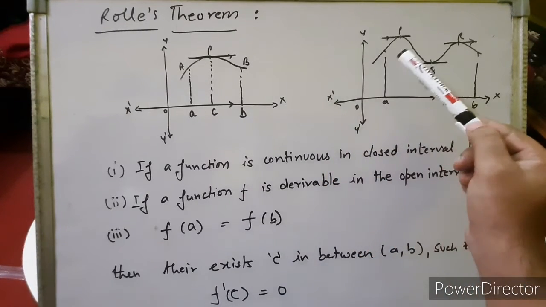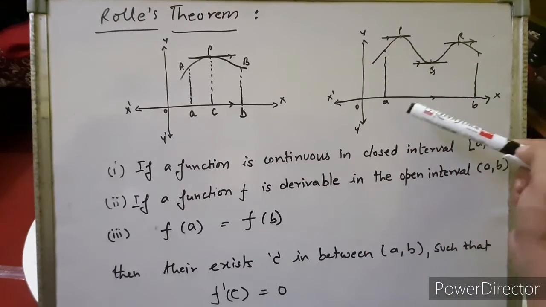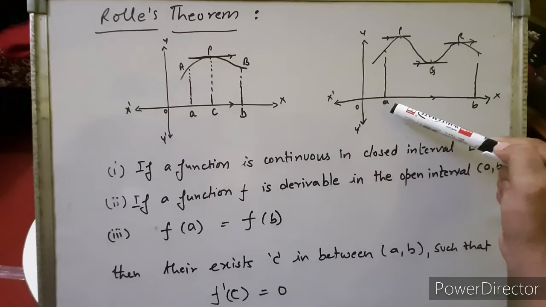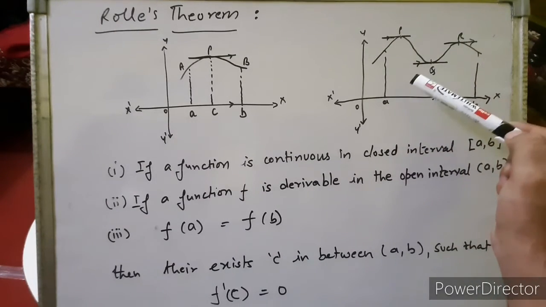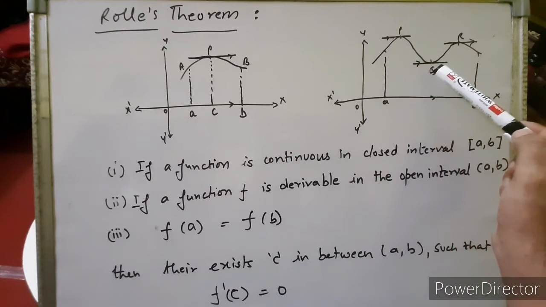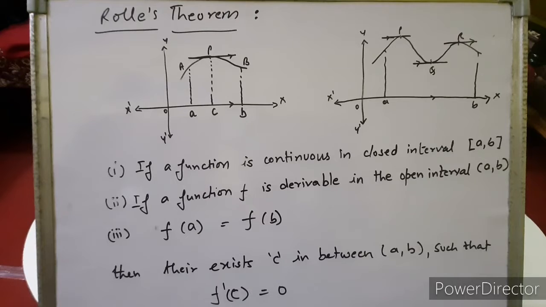Right? And it could be one tangent, it could be more than one tangent. See, I have taken an example here. Here, between the interval a comma b, you can draw three tangents. That means there exists more than one point at which the tangent is drawn, and that tangent is parallel to the x-axis.